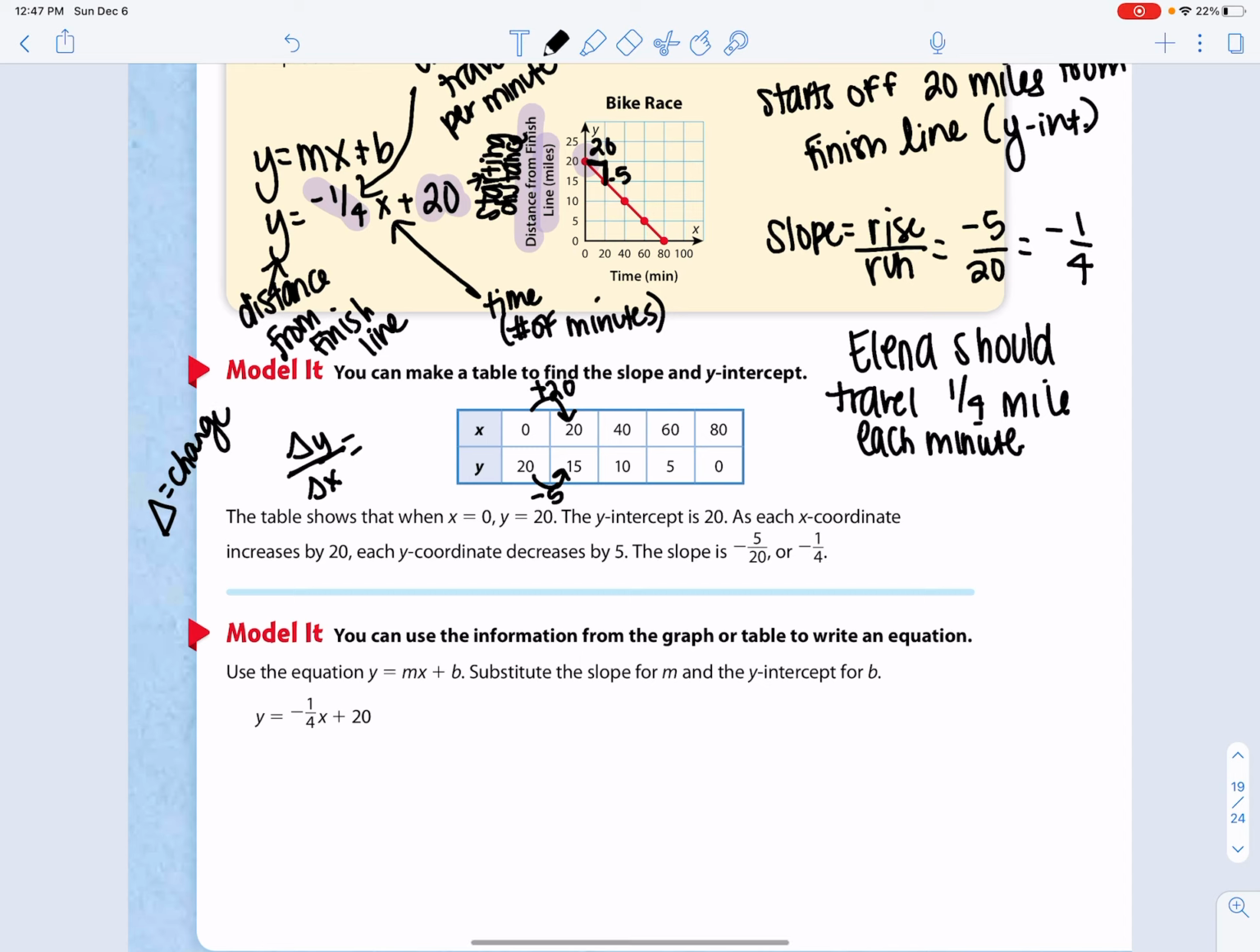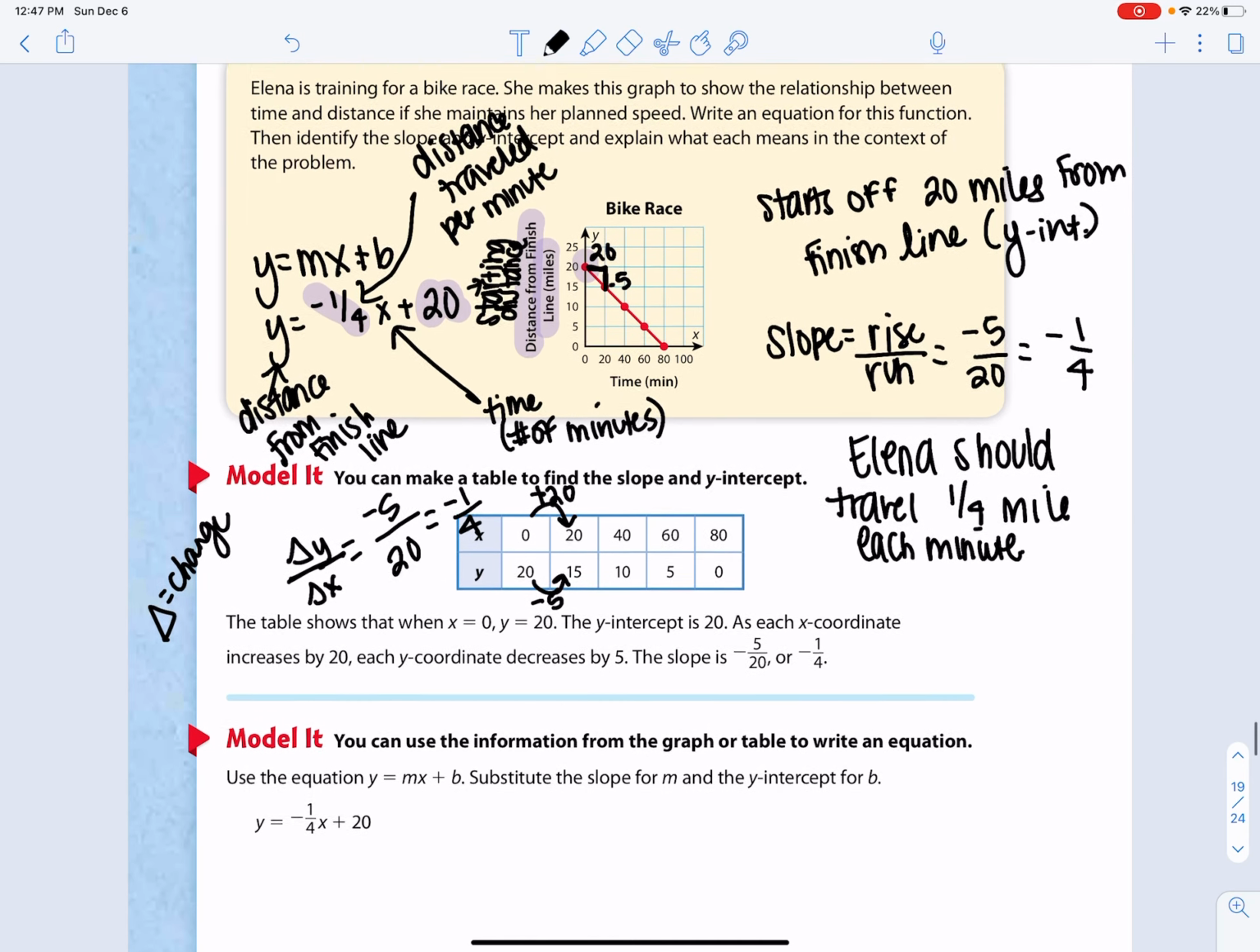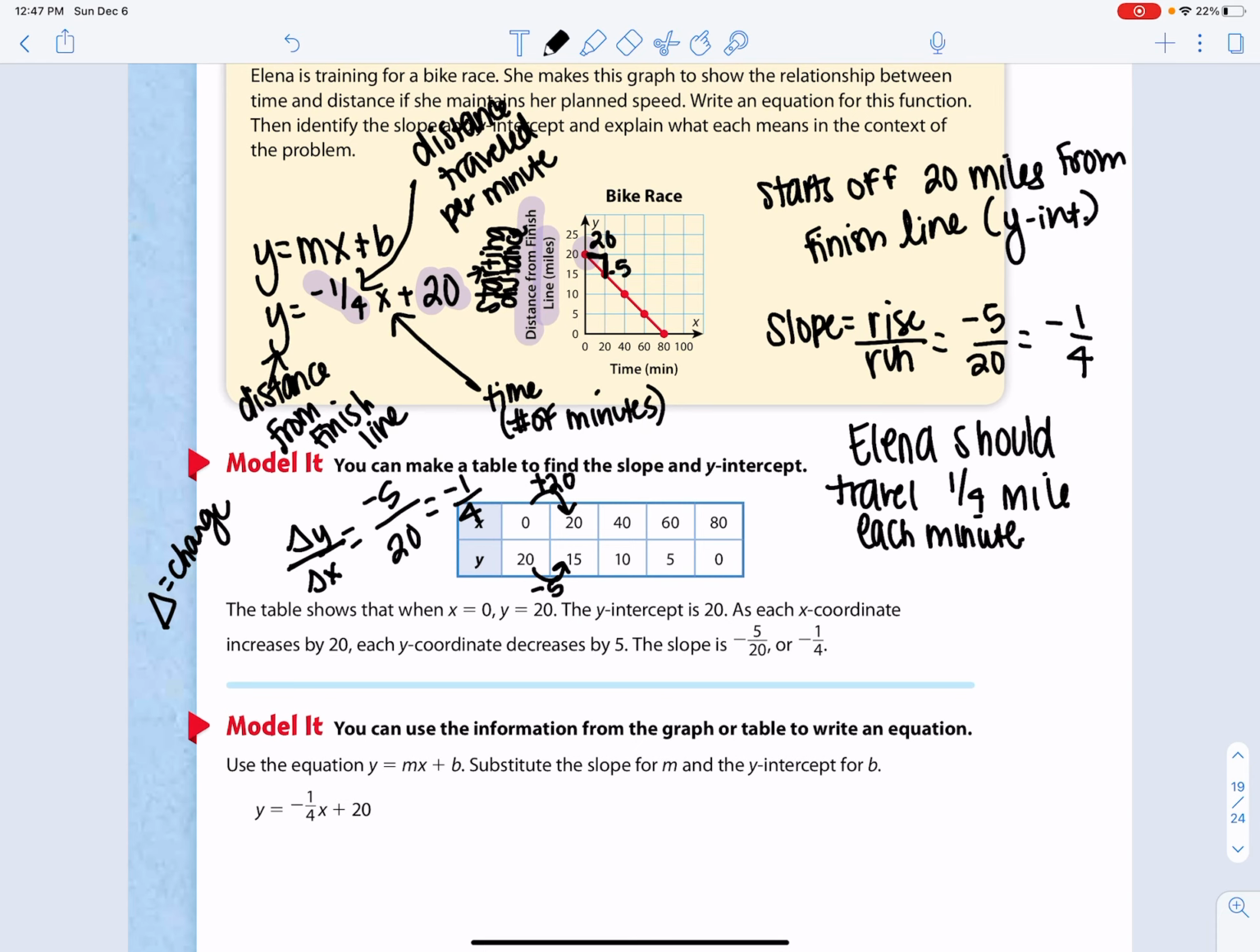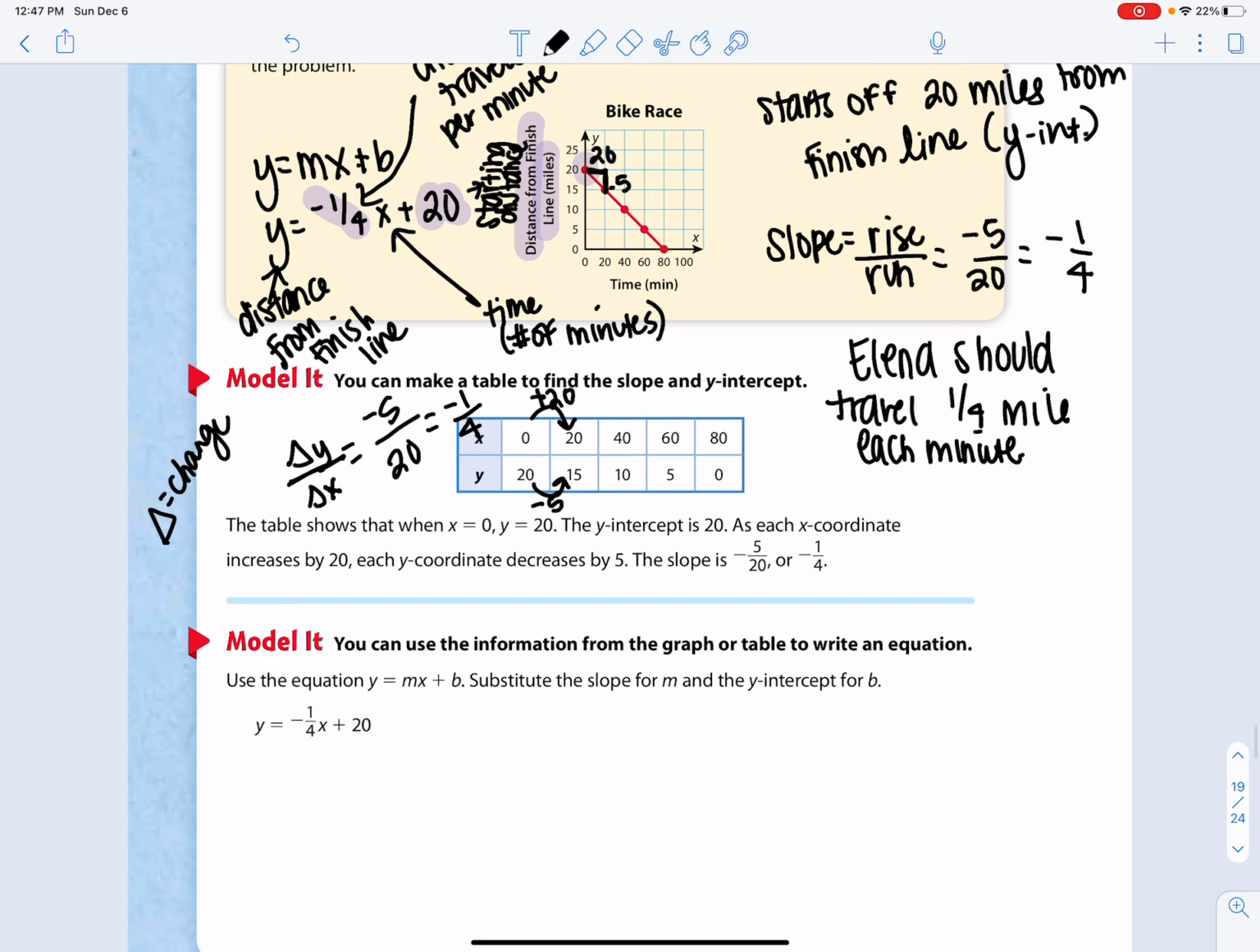All right, my change in y was -5. My change in x was 20, so my slope is negative 1/4. Again, we already had that at the top, and that is perfectly fine. You should be able to find it in any way that I give it to you. And then of course you'd be able to find your y-intercept by looking for when x equals 0. When x equals 0, you find what your y value is. That is your y-intercept, so it's 20.